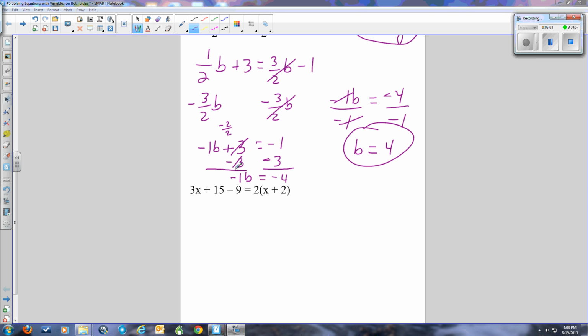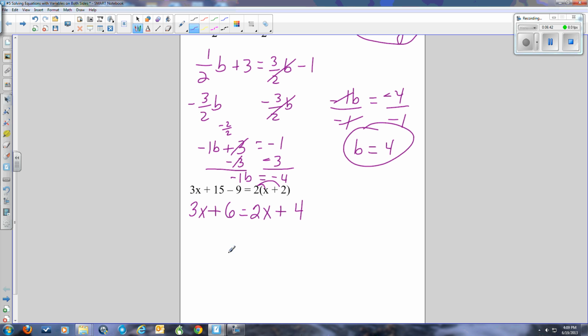Let's continue with this next problem here. First of all, before we do anything, we need to combine like terms and get rid of any parentheses we have. So 3x on the left-hand side doesn't have a like term to go with it, but 15 minus 9, those are like terms, and 15 minus 9 gives you 6. On the right-hand side, we have 2 times in parentheses x plus 2, so we're going to distribute. 2 times x gives you 2x. 2 times 2 gives you positive 4.